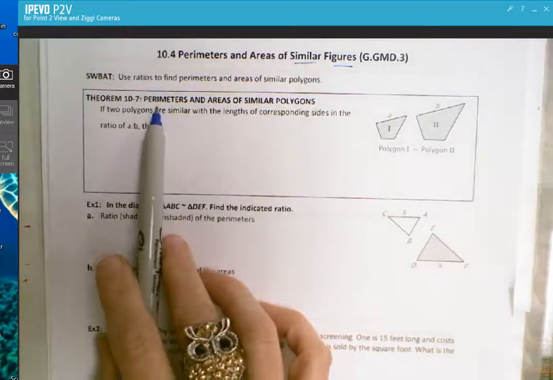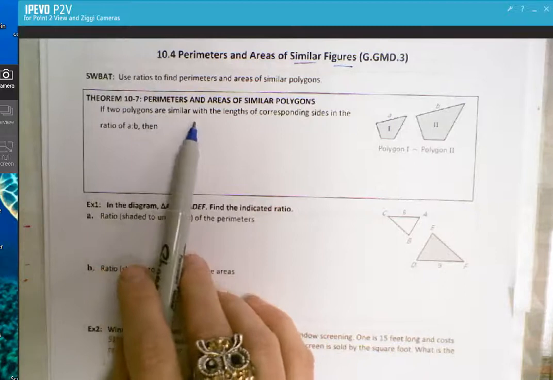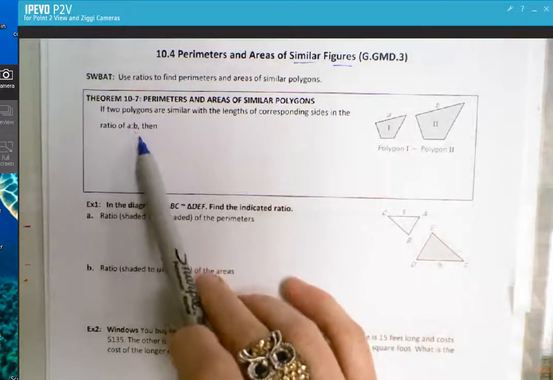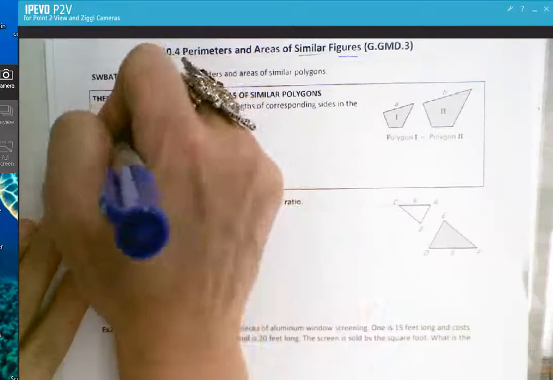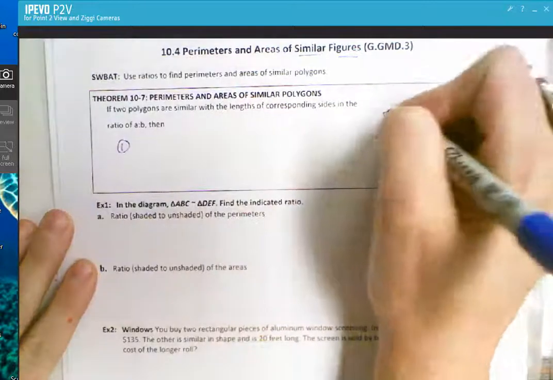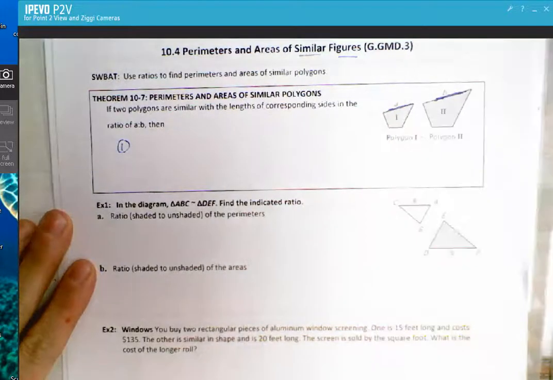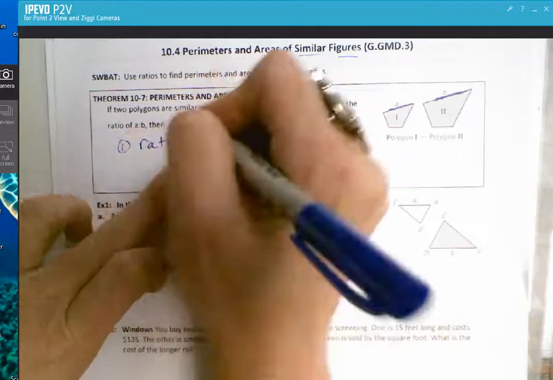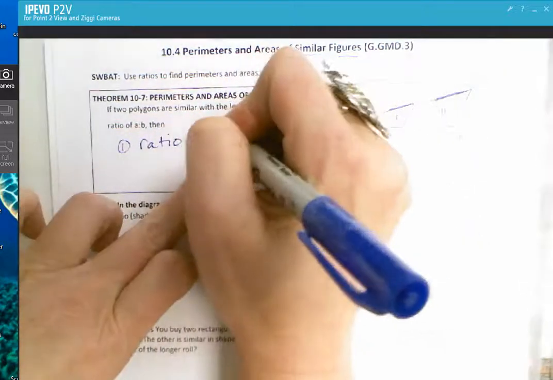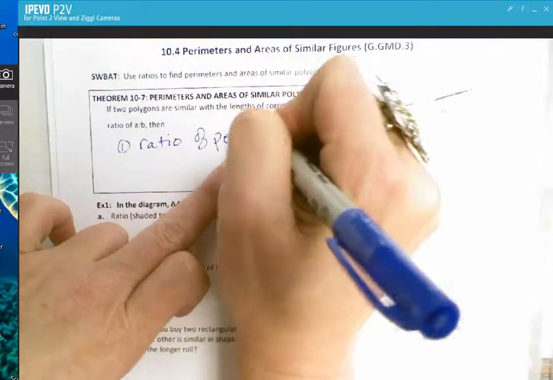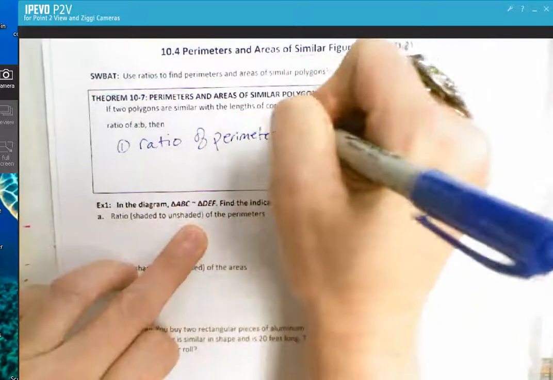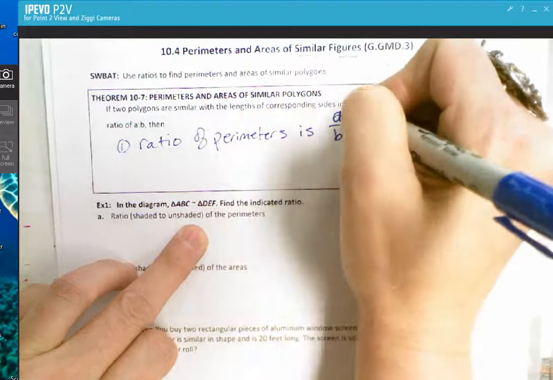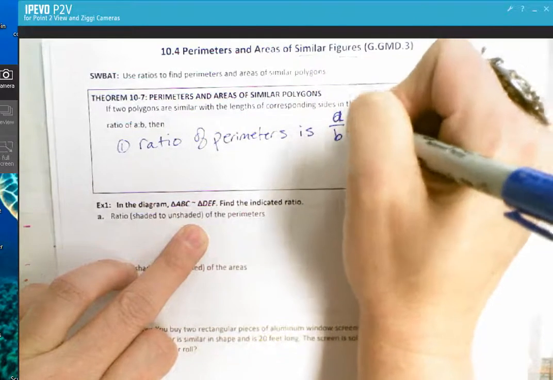So we have a theorem that states that if two polygons are similar with the lengths of corresponding sides in the ratio of A to B, then there's two things that hold true. If the sides have a ratio of A to B, corresponding sides, then the ratio of their whole perimeters, meaning all their sides summed together, is also A to B. So it's going to be the same as one side.